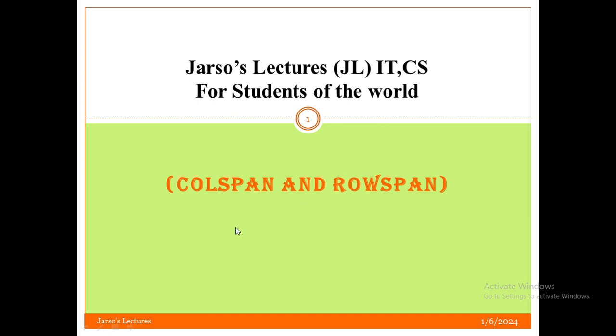Colspan and rowspan are attributes of HTML tags. Which tags? The attributes of the th or table heading tag and the td or table data tag. They are attributes of the th tag and the td tag. What is the th tag and what is the td tag? I have already explained within my previous video. You can watch it.